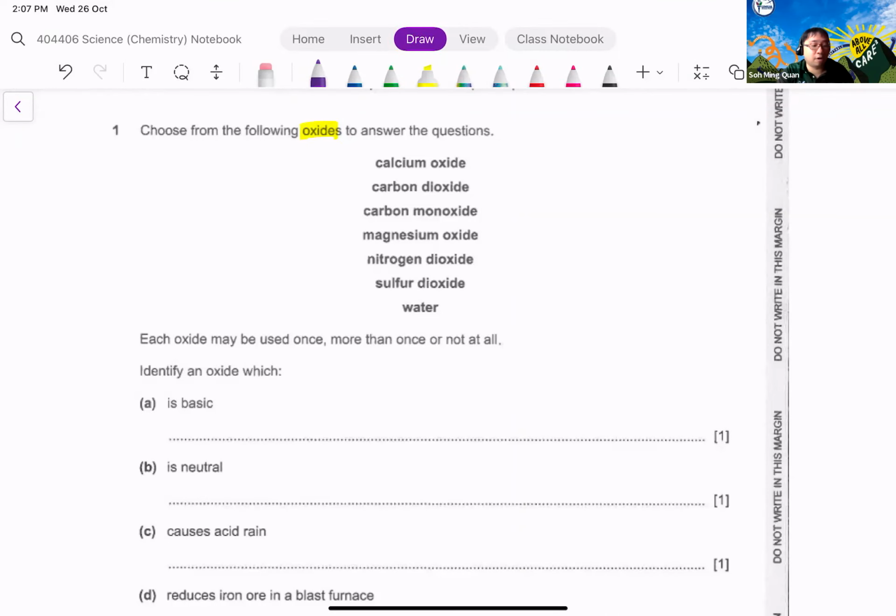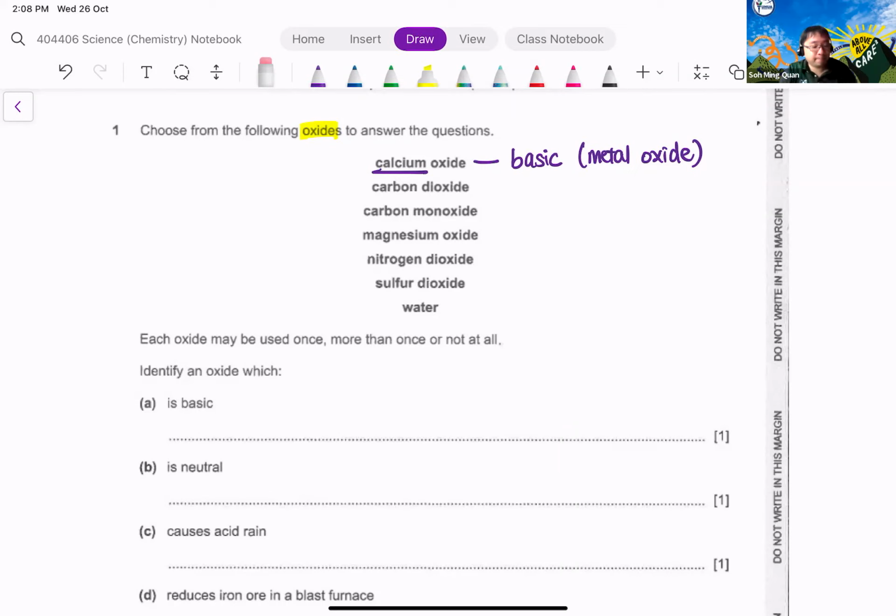Firstly, we start with calcium oxide. Calcium oxide is basic. How do I know that? Because it's a metal oxide, right? Calcium is a metal, so it will form basic oxides. So basic oxides means they can dissolve in water to form alkaline solutions, or they can react with acids to form salt and water. So basic oxides will react with acid.